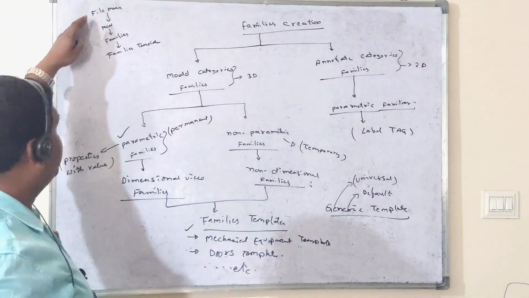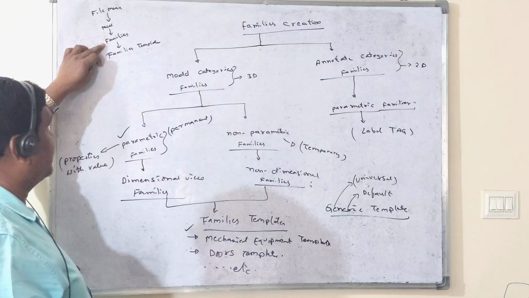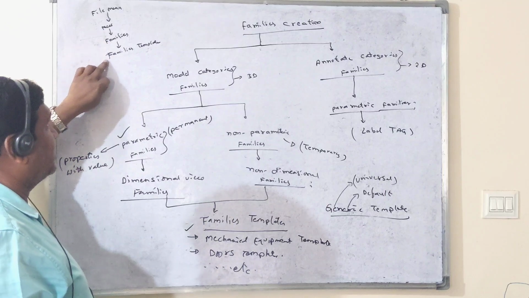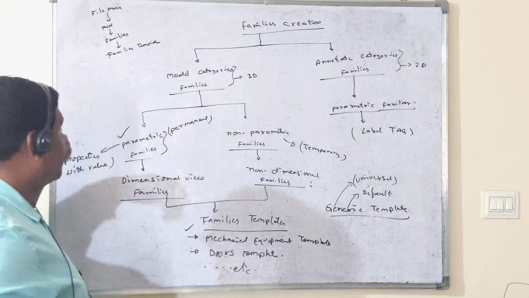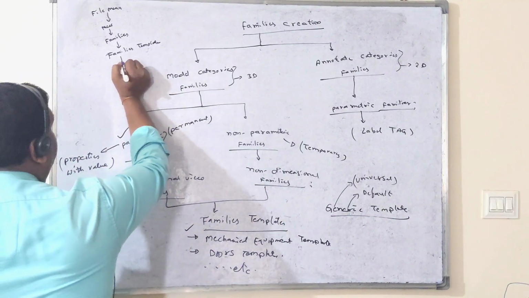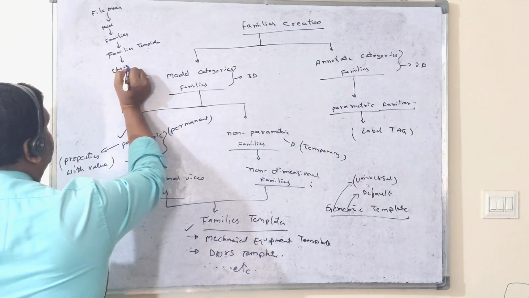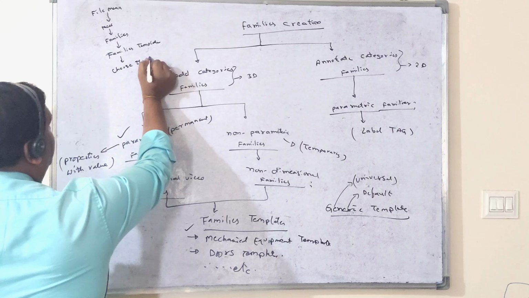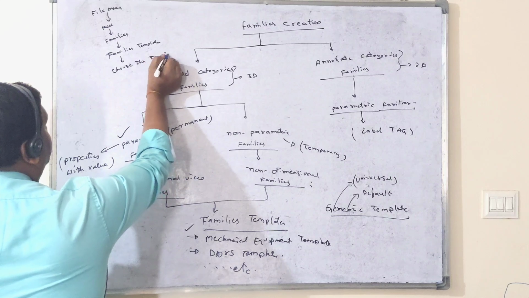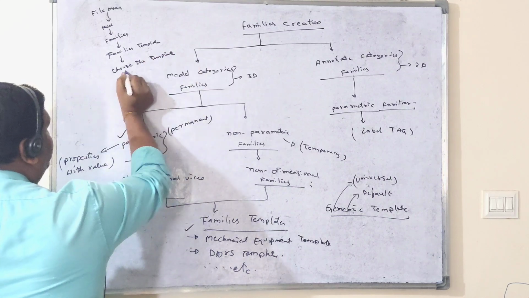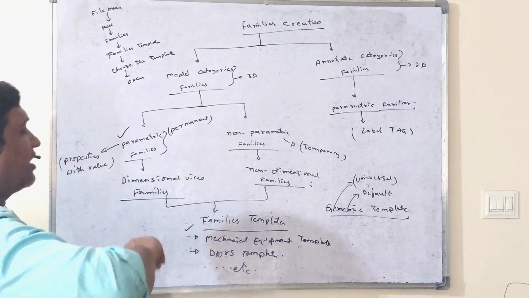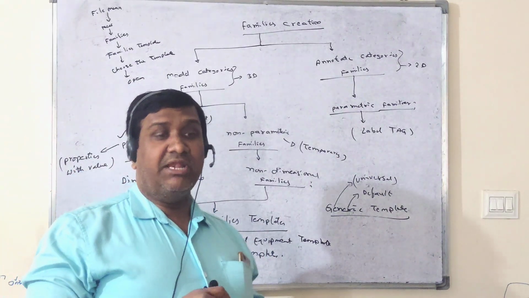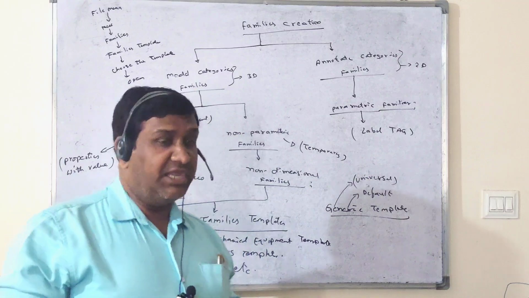Okay, so file menu, new families. You have to create the families. Then directly it's going to show you the family templates. So now you have to choose the template. Choosing the template means choosing which category of templates you require. After selecting, you just go with Open. After clicking Open, your new family template file will be created.